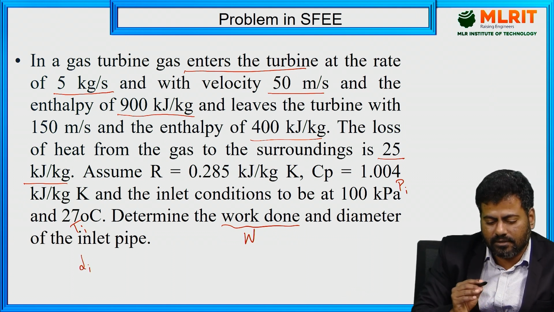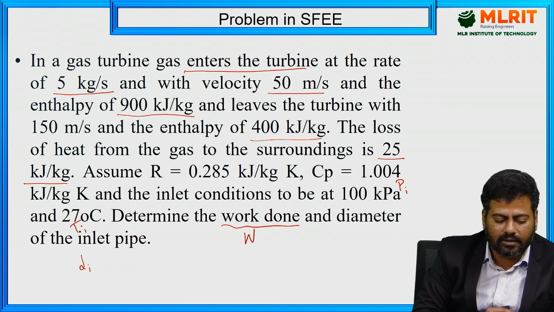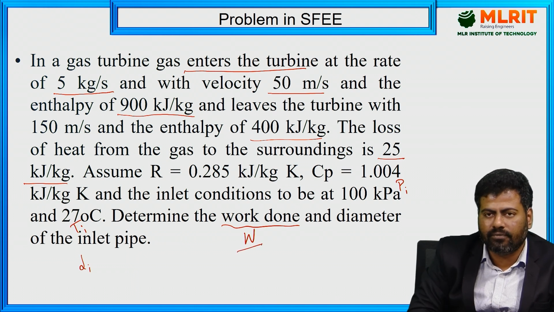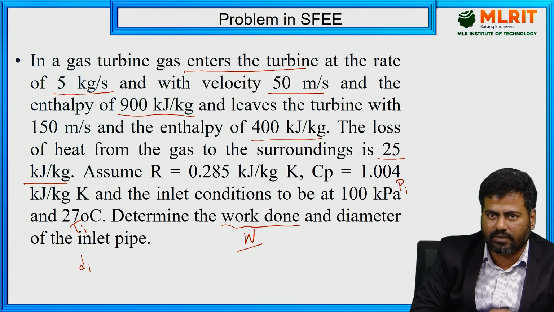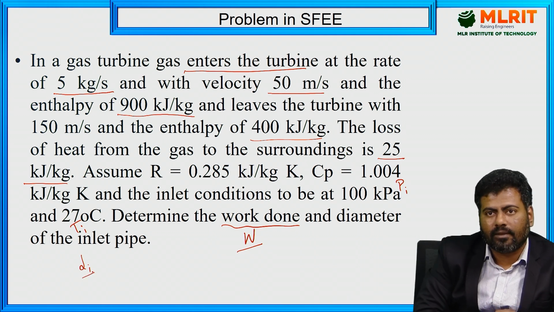See, from these two parameters, which ones do we need to find? Work done and the diameter of the inlet pipe. For the work done, we are supposed to apply the steady flow energy balance equation, right? For the diameter of the inlet pipe, diameter actually deals with the area. So obviously I am supposed to consider the mass balance equation.